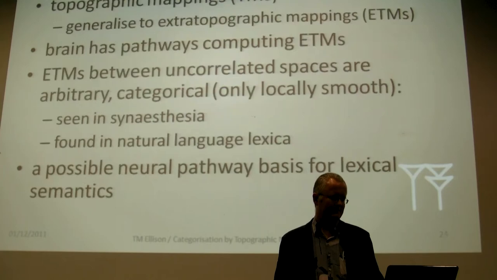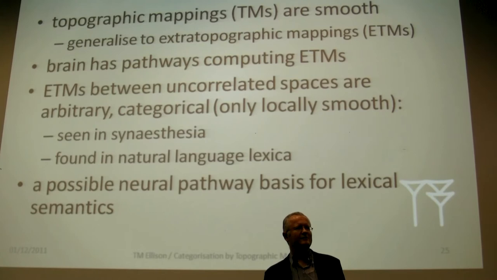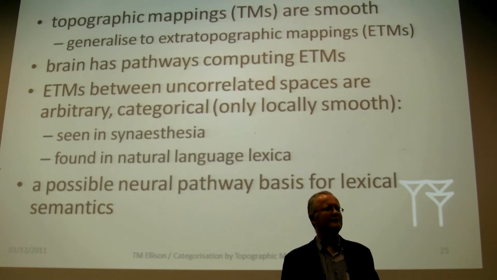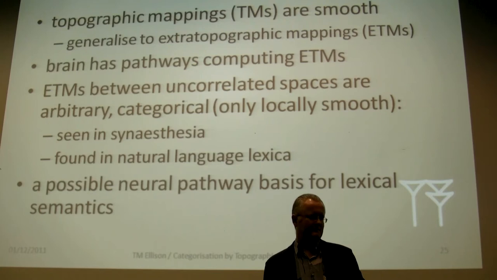So wrapping up, what we have is smooth, standard topographic mappings are well known. And we can generalize those to these sort of ones I call here extra topographic mappings, which are a little bit weird. You know, they're doing discontinuous stuff. What I'm suggesting is that brains have these pathways that will produce topographic mappings if they are running unsupervised, but exactly the same machinery between bits of the cortex that are having their own input coming in from separate sources will produce something more interesting, such as a categorical mapping. And that's what we find in synesthesia, and that's what we find in natural language lexica. And it seems that there is actually some candidates for the way this mapping might be in the brain. Okay, that's it. Thank you very much.